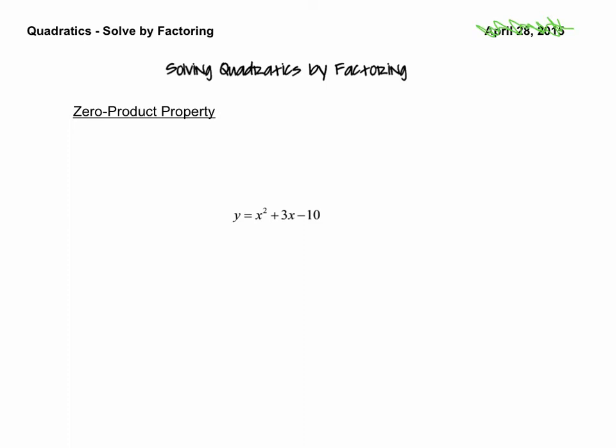Now, in order to solve by factoring, we have to know what is called the zero product property, okay? And we start out with this. If A times B equals 0, I have a product, and that product equals 0. If I am multiplying two things together, and the answer is 0, what has to be true?